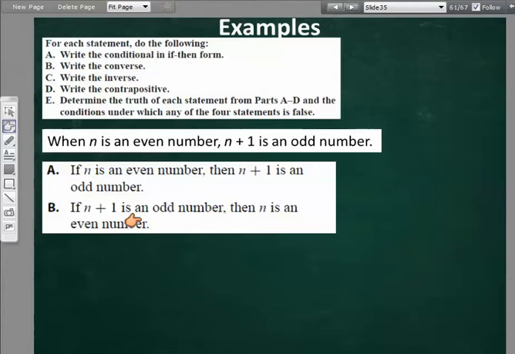Okay, so we're negating. See, we say if n plus 1 is an odd number, and we're not negating, I'm sorry, we're switching. N plus 1 is an odd number. N is an even number.